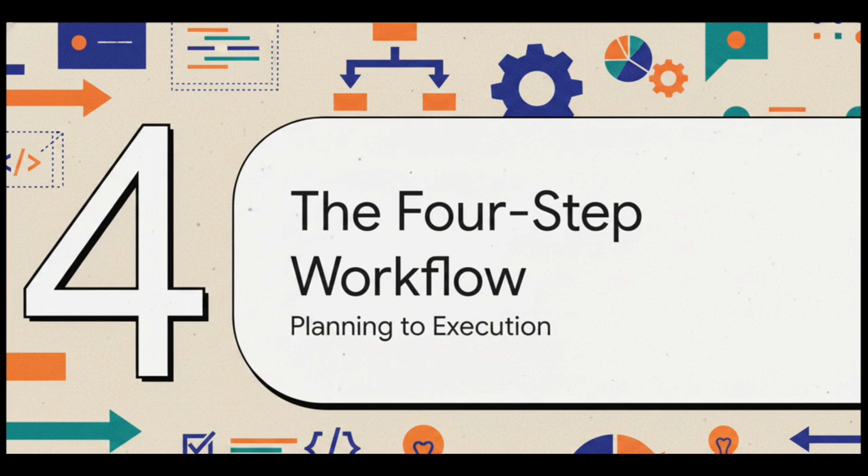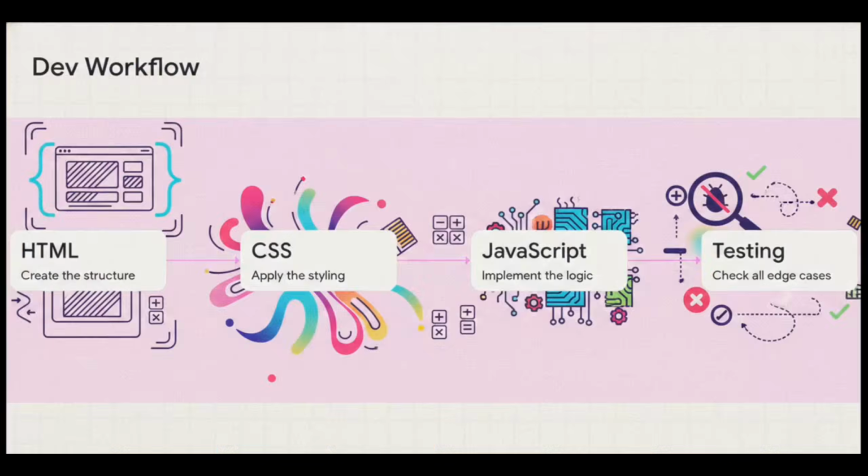Section 4, the 4-step workflow. Before pro developers write a single line of code, they plan. So here's exactly how we build this chronologically. Step 1, we draft the HTML structure. We get the container, the display screen, and our raw buttons in there.